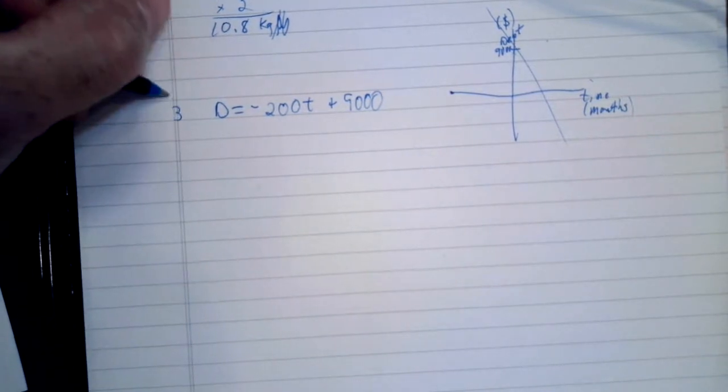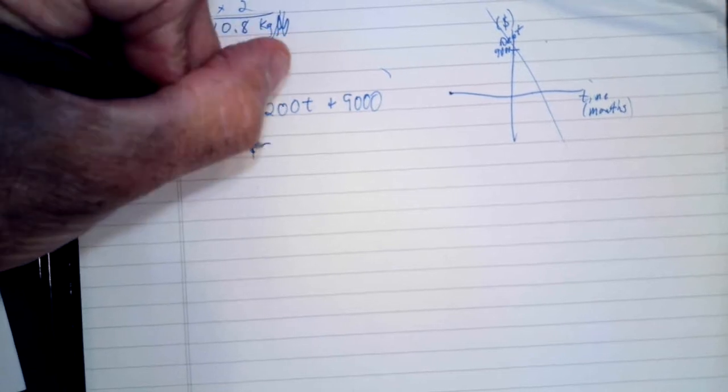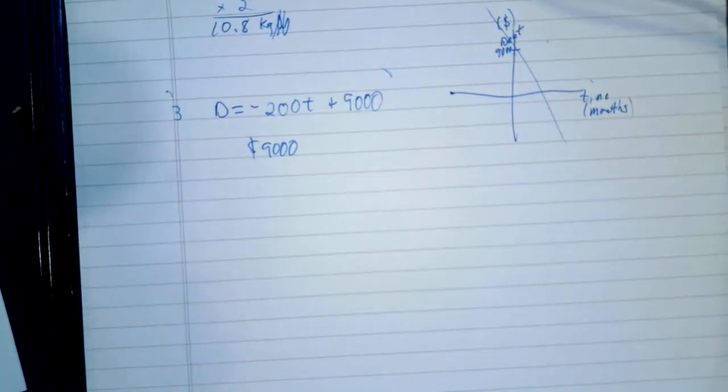So that's number 3. The question is, how much money did he borrow? 9,000. Sorry, got a cold. Next.